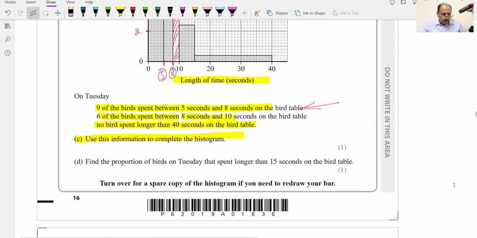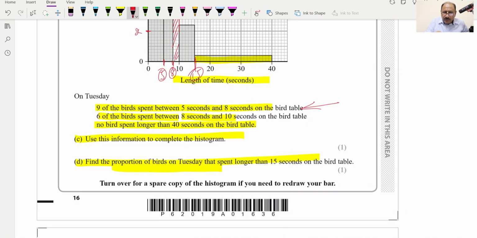Now D part, find the proportion of birds on Tuesday that spent longer than 15 seconds. So the proportion of birds longer than 15 we can check. Longer than 15 is basically this one. 15 is this one.